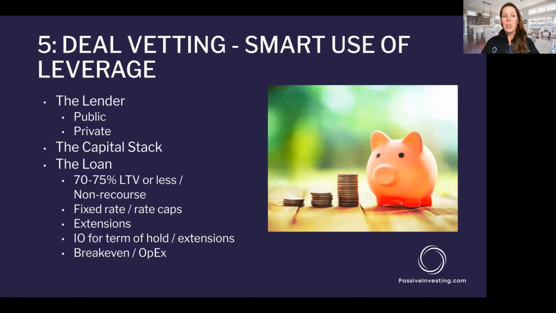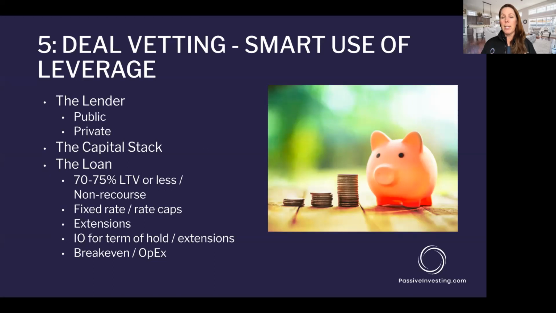Smart use of leverage. Okay, this pillar, we want to look at the lender, we want to look at the capital stack, and we want to look at the loan itself. All right. So the lender, is it public or private lender? Now, it doesn't really matter which, but knowing which type of loan you're working with might help you, right? Most people these days are working a lot with private debt because they can probably negotiate out prepayment penalties and lockout periods. But there's still a lot of great public debt out there.